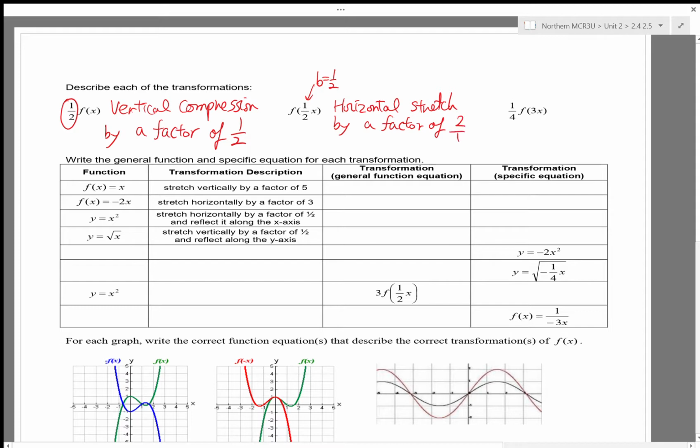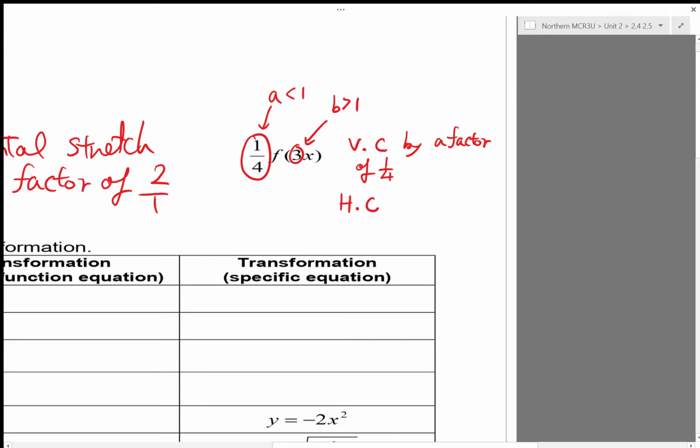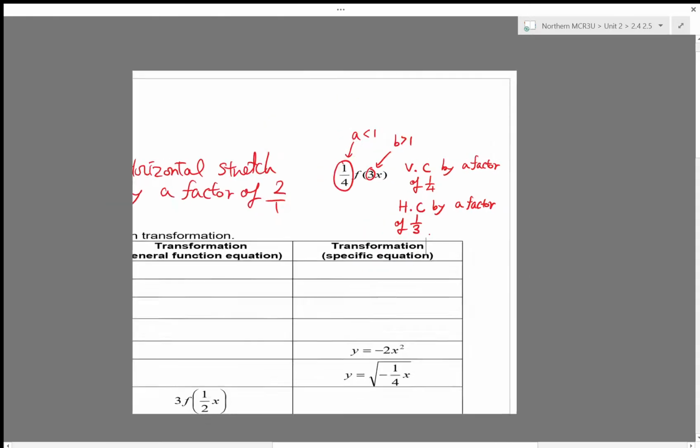Now, the last one is kind of a combination of both. In this case, we have a value of 1 over 4, which is less than 1, and then b value of 3, which is more than 1. This gives me, I'm going to use the short form, vertical compression by a factor of 1 over 4. But at the same time, we have horizontal compression, right? Again, I told you it works in the opposite way. B is greater than 1, it gives me horizontal compression by a factor of 1 over 3. So remember, for the horizontal, it flips, okay, it flips.